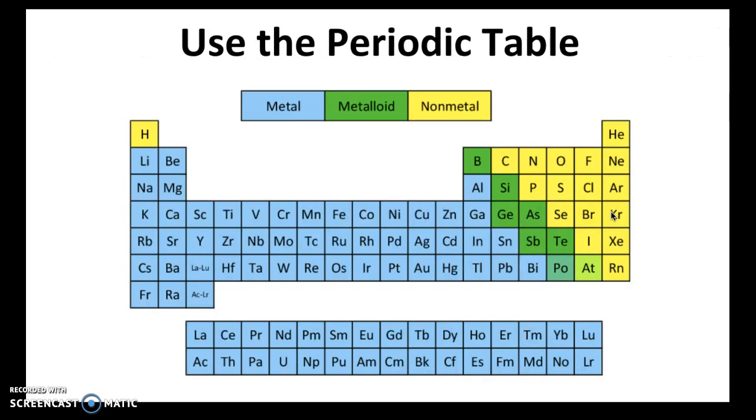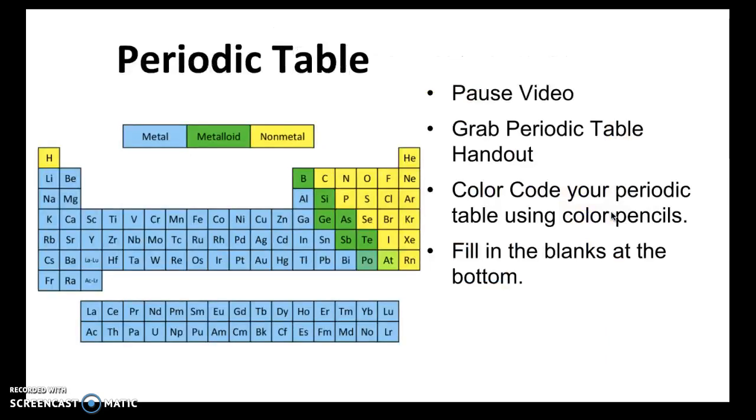You've explored this already in your previous homework assignment, and you know that the periodic table is sort of divided by metals, metalloids, and nonmetals, and you can somewhat color code it that way. So what you're going to do is pause the video now and grab a periodic table handout. You're going to color code your periodic table handout using the color pencils and also fill in the blanks at the bottom to test your understanding about how the periodic table is arranged. Then when we come back, we're going to try several CFUs.